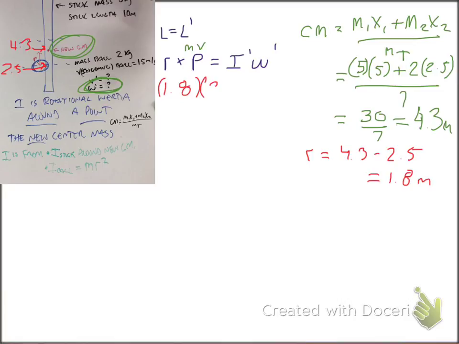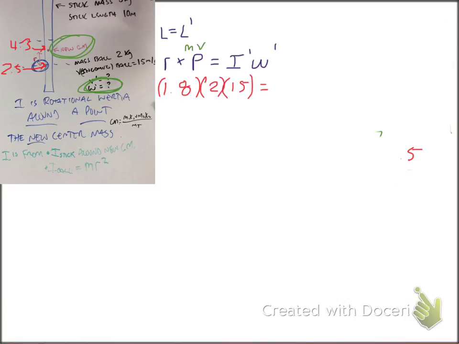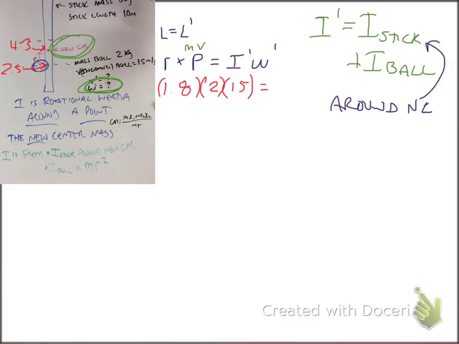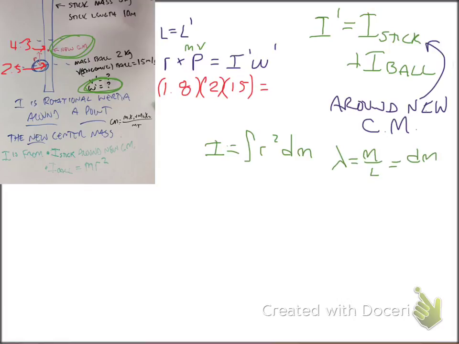And then we can find the momentum of the ball coming in. So we know that the rotational inertia of the system is the rotational inertia of the stick plus the rotational inertia of the ball, as measured around this new center of mass point. To get the rotational inertia of the stick, we've got to do some calculus. We know that our density is mass per length, or dm over dr, and we need to do this so that our variables match.